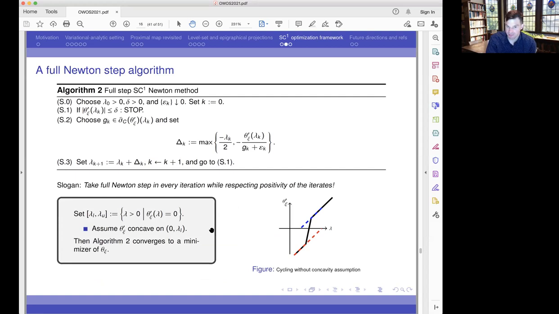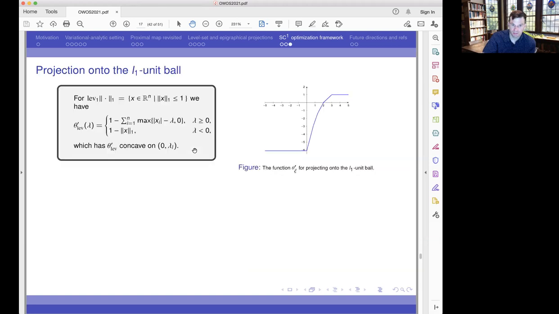Well, and the answer is yes. You can basically always take a full step if the prox value or the negative prox value is a concave function, right? Which is very often the case. Otherwise, you might run into cycling, but we know that from Newton's method, right? Here's a nice picture where you would run into cycling because the concavity assumption of the prox value is not satisfied. But this is now the full step SC1 Newton method, and you just run it. And it works quite well.